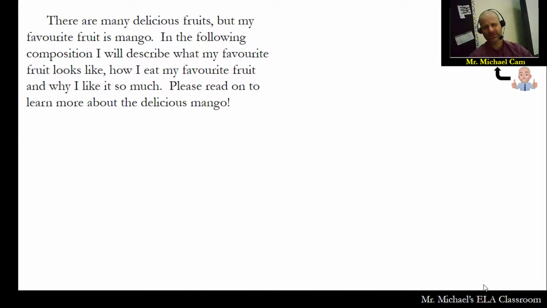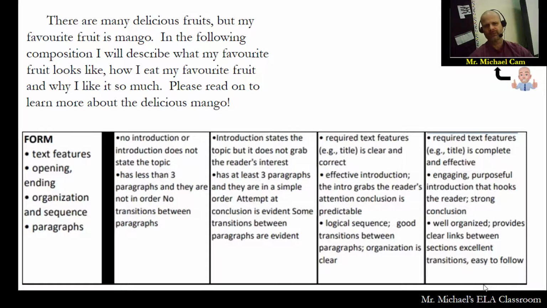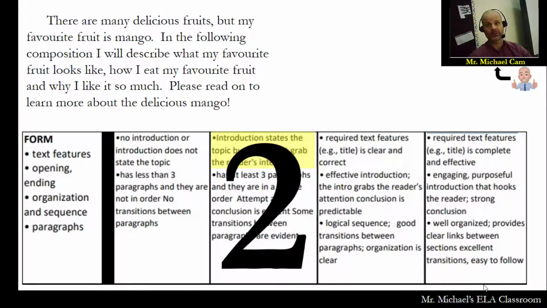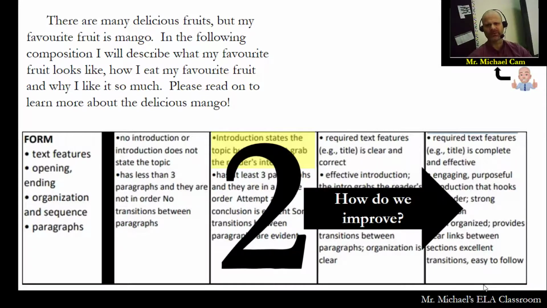So when we look at this introduction, unfortunately, after consulting the rubric, we see it's only stating the topic, but it does not really grab interest. It doesn't have a hook. It doesn't have something that makes me want to read on. So that would make it a 2. So how do we improve? How do we make our 2 a 3 or a 4?